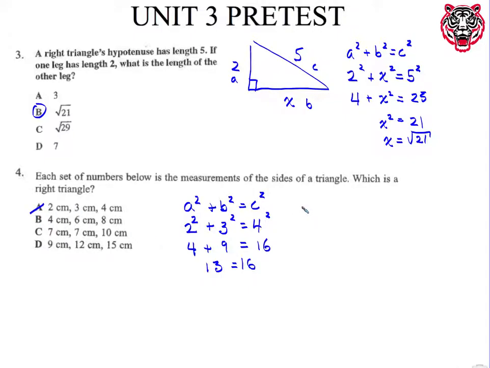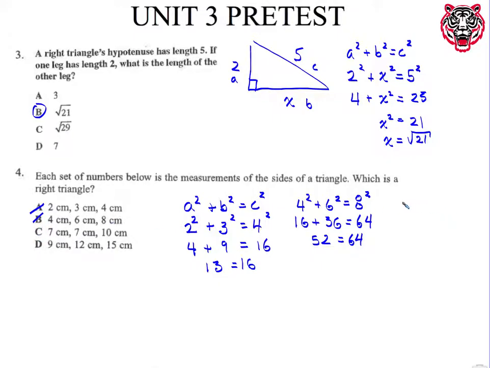Let's try B. So 4, 6, and 8. So 4 squared plus 6 squared should equal 8 squared. All right, 4 squared, shout it out. 6 squared. 8 squared. 64. All right, so when I add these up, I get 52 equals 64. That doesn't work either. Can't be B.